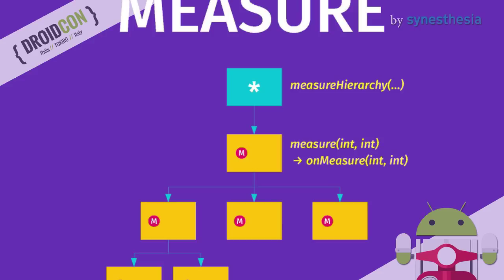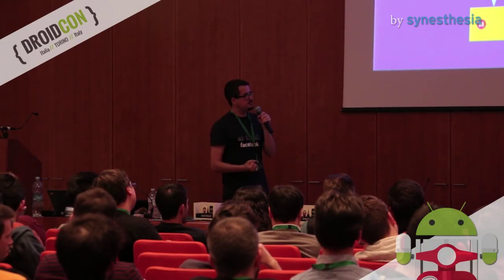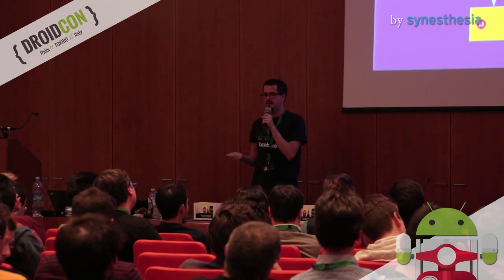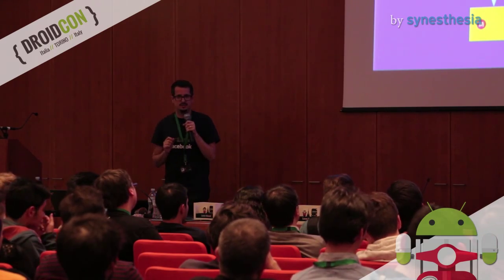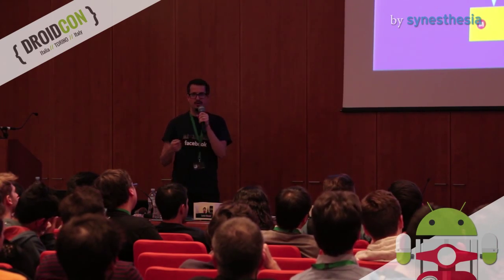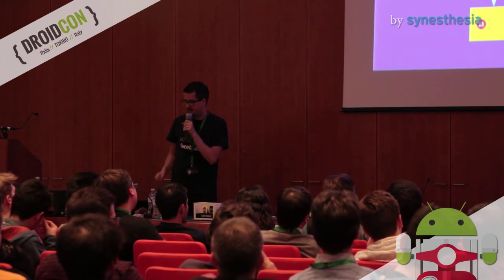And then it may or may not call your own measure implementation. Whenever you implement a custom view, onMeasure is what you implement yourself, right? But there are cases where onMeasure will not be called. I'll give you an example of one optimization that the framework has to avoid excessive onMeasure calls.